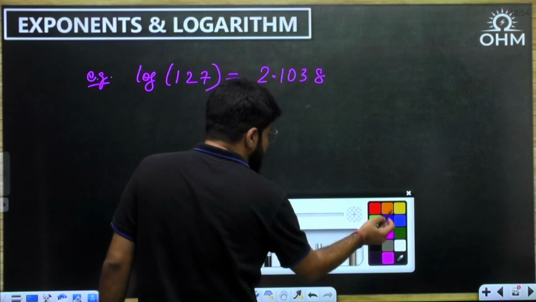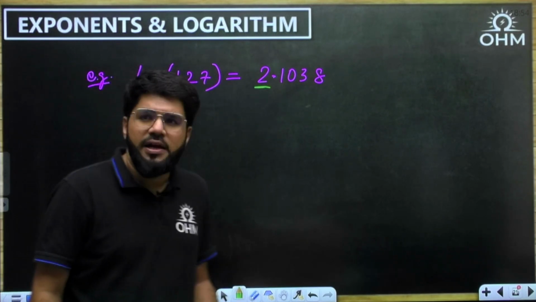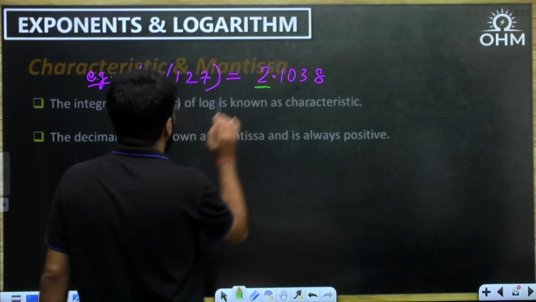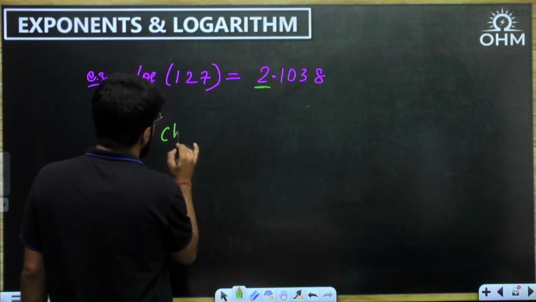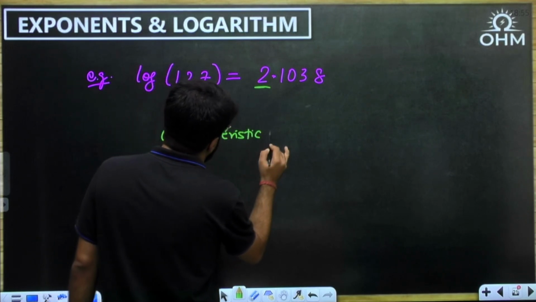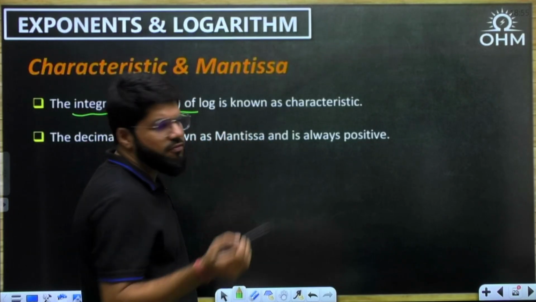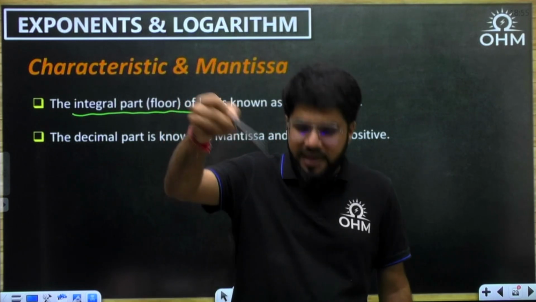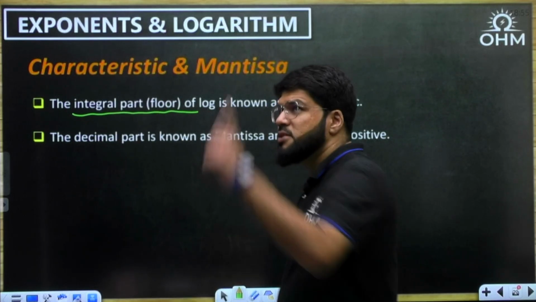This integral part, which is also known as the floor value. See, 2.1038, what is the integral part? It is 2. This is what is known as the characteristic. The integral part or the floor of log is known as the characteristic. I am also calling it the floor function. What is the floor function? It returns the floor. Floor means the integer below. Ceiling means top.